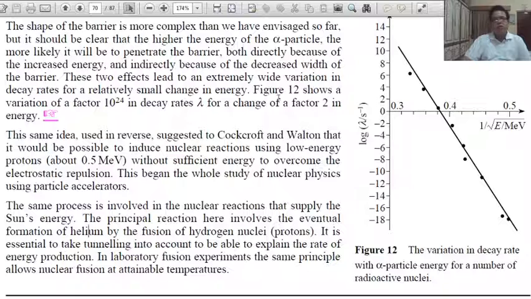Figure 12a shows a variation of a factor of 10 raised to 24 in decay rates. Lambda is the decay rate, for a change of factor 2. The same idea used in reverse was suggested by Cockcroft and Walton, that it would be possible to induce nuclear reactions using low energy protons without sufficient energy to overcome the electrostatic repulsion.